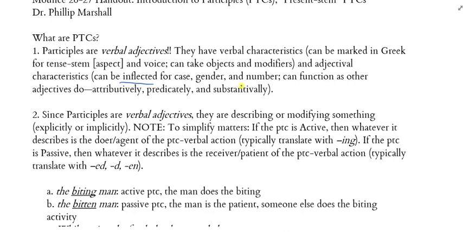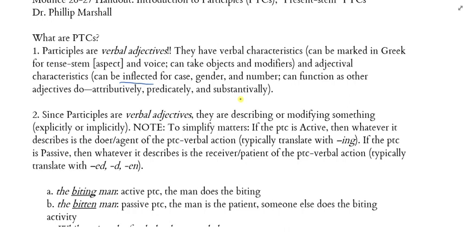And they can also do what other adjectives do. That is, they can be attributive, predicate, or substantival in their function. Mounce is going to reserve the adjectival function of participles, at least these sorts of functions, for the chapter after 27. But I'm at least wanting to introduce you to the concept here. So, what are participles? Participles are verbal adjectives.